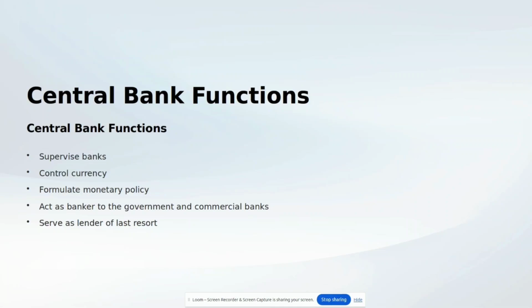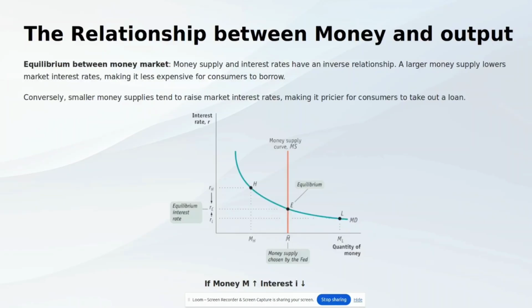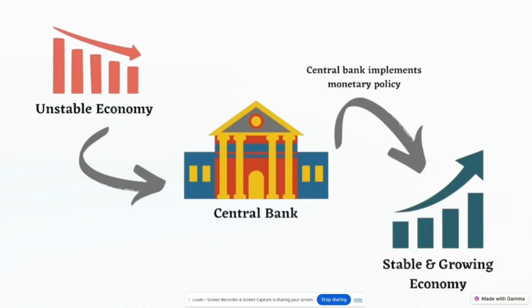So what are the functions of the central bank? It supervises banks, controls currency, formulates monetary policy, acts as banker to the government and commercial banks, and serves as lender of last resort, which means if other banks are bankrupted, they can get a loan from the central bank. So here, the functions of the central bank are demonstrated in this picture.